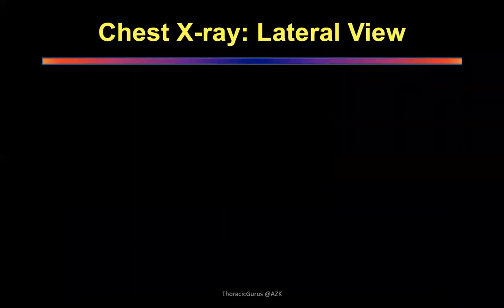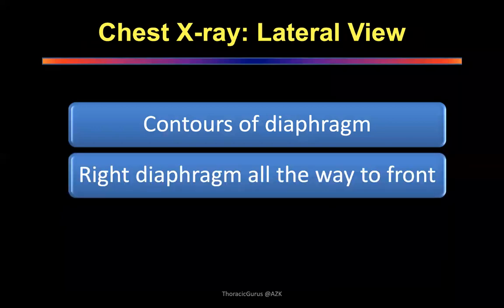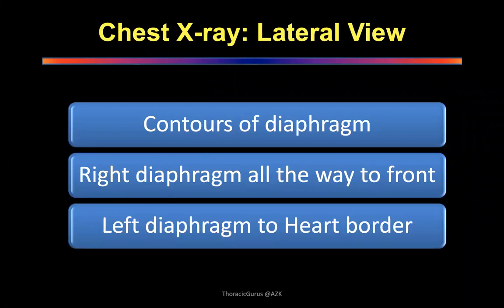Okay, let's continue with some more views, just to understand normal X-rays. In a lateral view, it's quite good to see the contours of the diaphragm, and it's a very good way to identify which diaphragm is elevated and which is not. You will see the pathology quite clearly and you will see the diaphragm quite clearly. The important thing to understand is that the right diaphragm is always seen all the way to the front and the left diaphragm to the heart border.